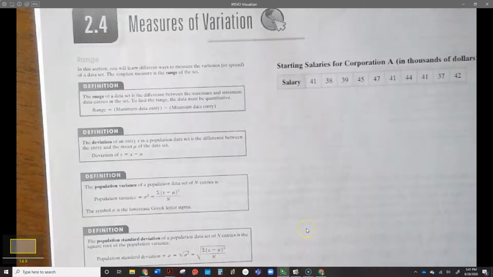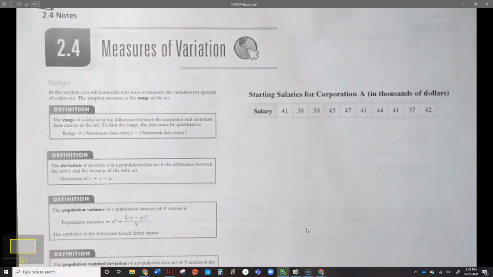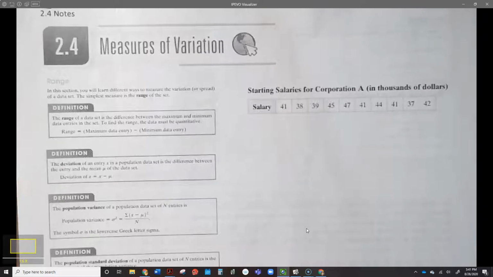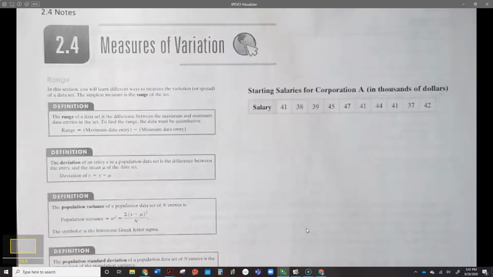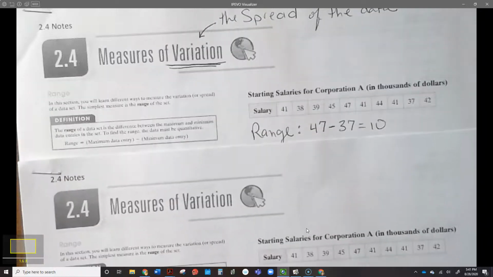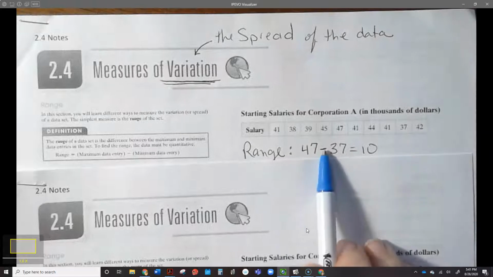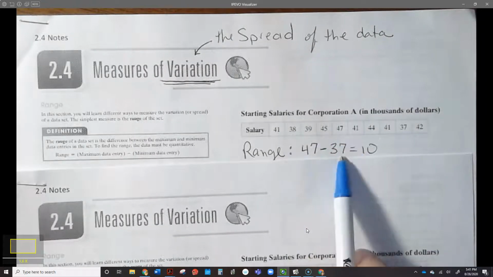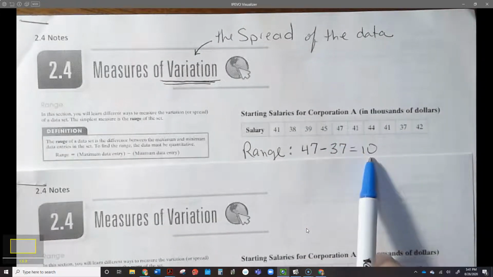I tried to adjust my light, and I think I've got a bright spot over here and now a dark spot over here. But anyway, to find the range of the data, you do exactly what it says. I've got it done right here. You take the biggest number, which is 47, subtract the smallest number, so the range is 10.